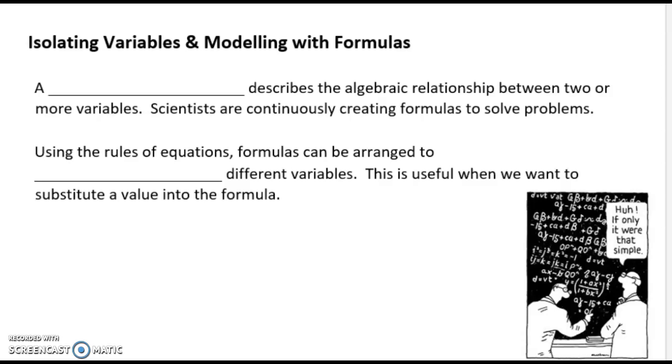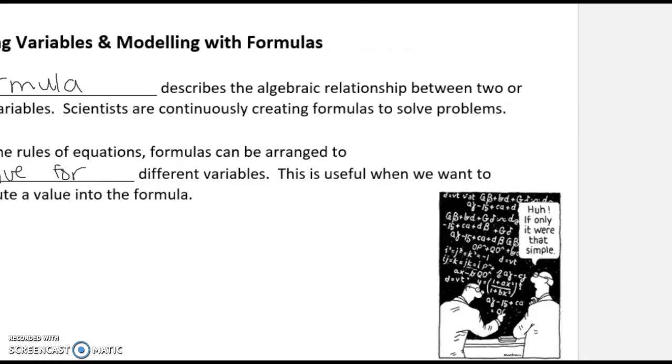Okay, so today's lesson is on isolating variables and modeling with formulas. A formula describes the algebraic relationship between two or more variables. Scientists are continuously creating formulas to solve problems. Using the rules of operations, formulas can be arranged to solve for different variables. This is useful when we want to substitute a value into the formula.